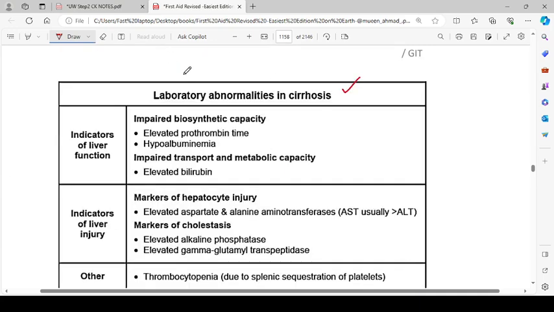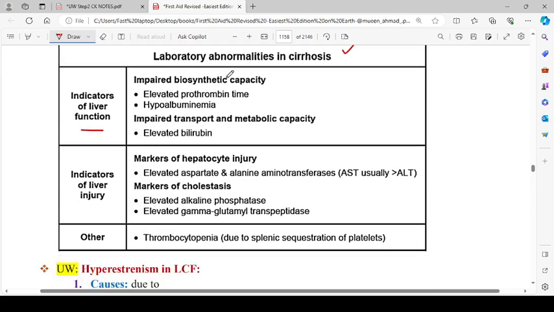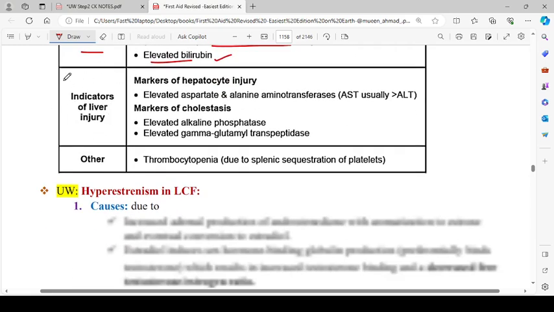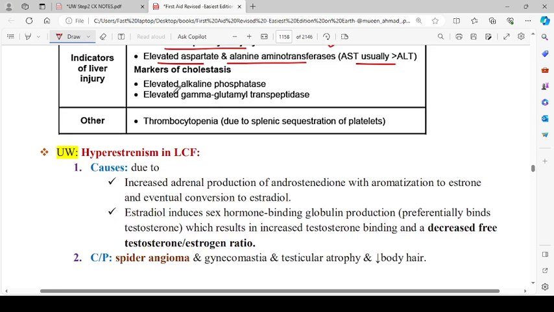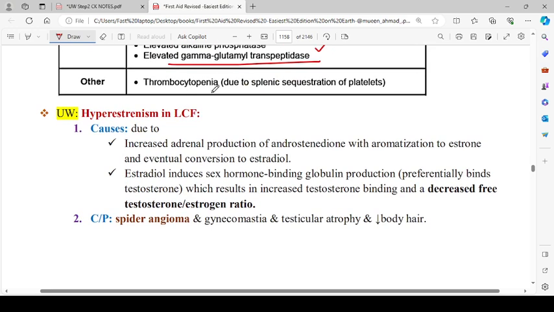The laboratory abnormalities in cirrhosis. Indicators of liver function: impaired biosynthetic capacity, that is, there will be elevated prothrombin time and hypoalbuminemia. Impaired transport or metabolic capacity will be depicted by elevated bilirubin. Indicators of liver injury: markers of hepatocyte injury, elevated aspartate and alanine aminotransferase, AST usually more than ALT. Markers of cholestasis: elevated alkaline phosphatase and elevated gamma-glutamyl transpeptidase, so alkaline phosphatase and GGT levels will also be elevated. The other findings include thrombocytopenia due to splenic sequestration of the platelets. Another UWorld point is hypersplenism in cirrhosis.